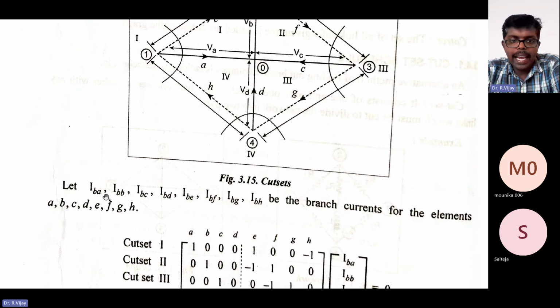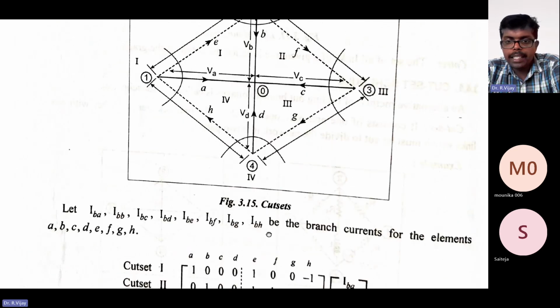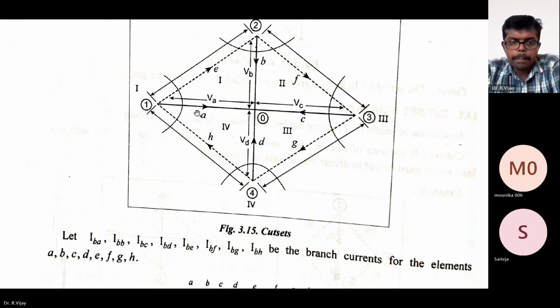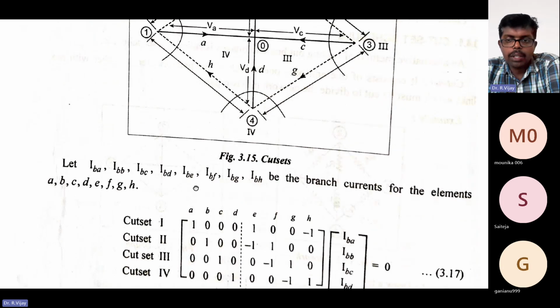Okay. So let IBA, IBB, IBC, IBD, IBE, IBF, IBG, IBH be the branch currents for the elements A, B, C, D, E, F, G, H. So we are assuming all these combinations to be the branch currents for the elements A, B, C, D, E, F, G, H.